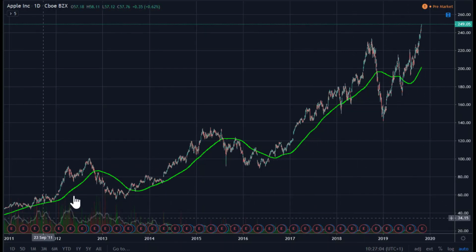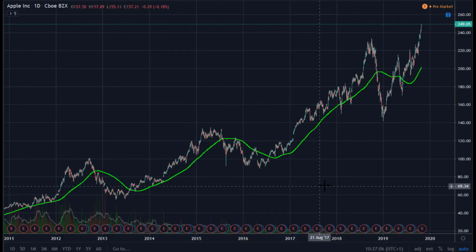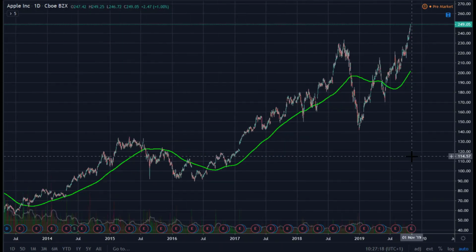And that's what's on this chart. Now, this is a daily chart of Apple, and it's had quite the nice run up lately. Let's actually zoom in a little bit more.